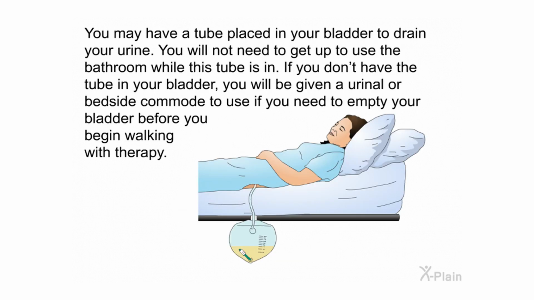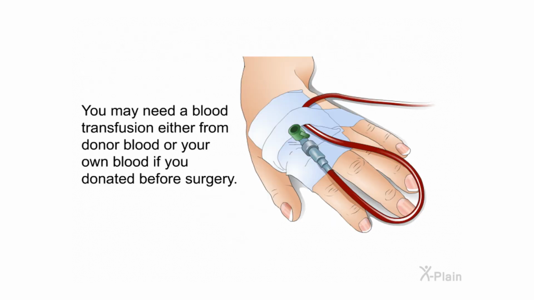You may have a tube placed in your bladder to drain your urine. You will not need to get up to use the bathroom while this tube is in. If you don't have the tube in your bladder, you will be given a urinal or bedside commode to use if you need to empty your bladder before you begin walking with therapy. You may need a blood transfusion, either from donor blood or your own blood if you donated before surgery.